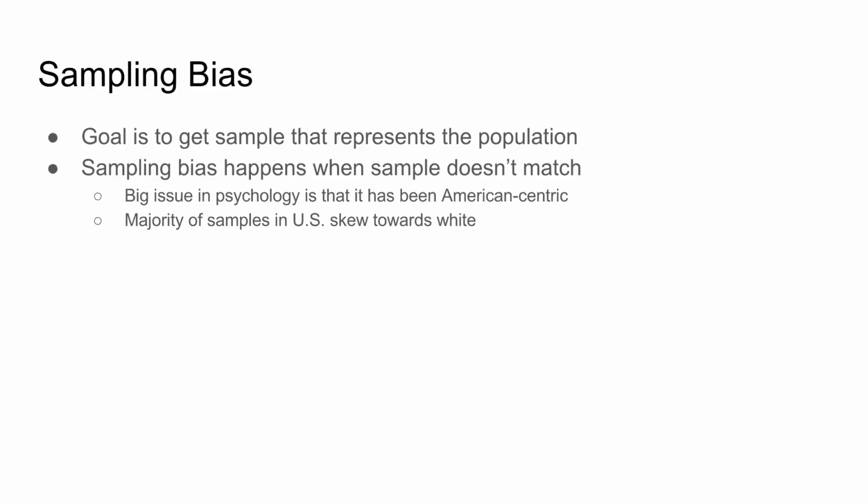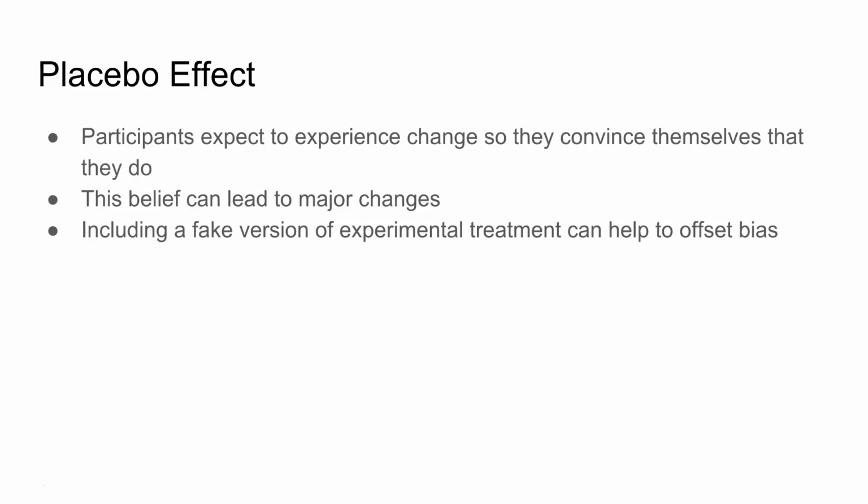The other thing is that in the United States, a majority of samples tend to skew towards having more white people than is representative of the whole population. So sampling bias is very much a real thing and very much problematic and something we want to avoid.